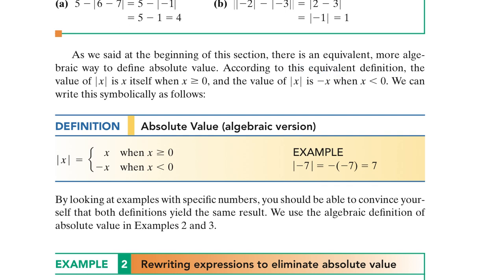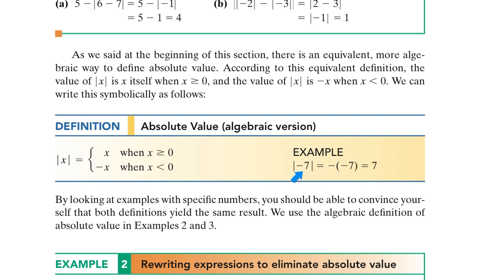And as we were saying in the beginning, we have the geometric definition that we did up here, but we also have an algebraic way to define absolute value. So the absolute value of x is itself when x is greater than or equal to 0, and when x is negative, the absolute value of x is the opposite of x. We can call this the opposite of x when x is originally less than 0. And so symbolically, that follows here. So the absolute value of x is x when x is greater than or equal to 0, and it's the opposite of x when x is less than 0.